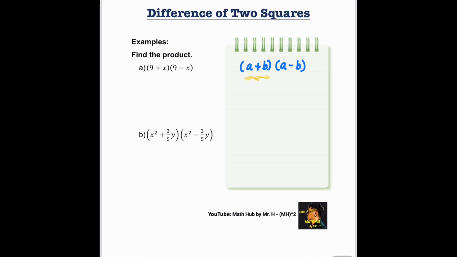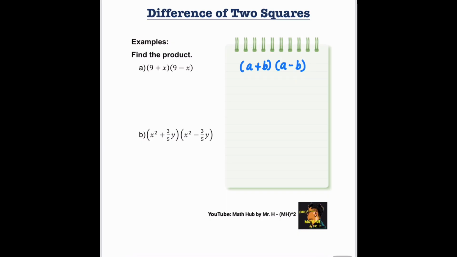The first binomial is a plus b, and the second binomial is a minus b. Definitely, you're looking at this term, a, they are the same. The second term, b, they are the same as well. The only difference is the operations in between. So those are the things that you need to remember. You are asked to multiply and you see these patterns. Definitely you can apply this quicker way that I'm gonna teach you.